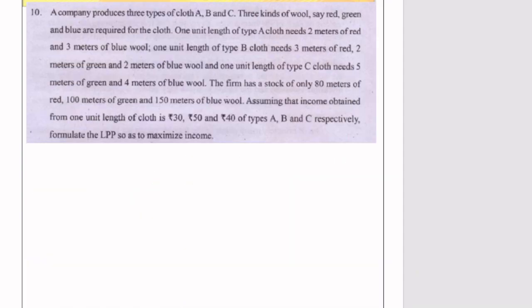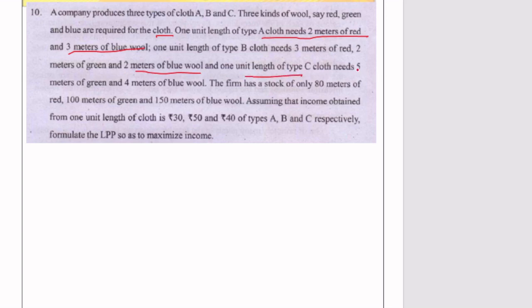Questions number 10 and 11 are both identical. If I solve one question, you will be able to understand and solve the next. Let's see question number 10. A company produces 3 types of cloths, A, B and C. Three kinds of wool, say red, green and blue, are required for a cloth. 1 unit of length of A cloth needs 2 meters of red and 3 meters of blue. 1 unit of length of B cloth needs 3 meters of red, 2 meters of green and 2 meters of blue wool. And 1 unit of length C.